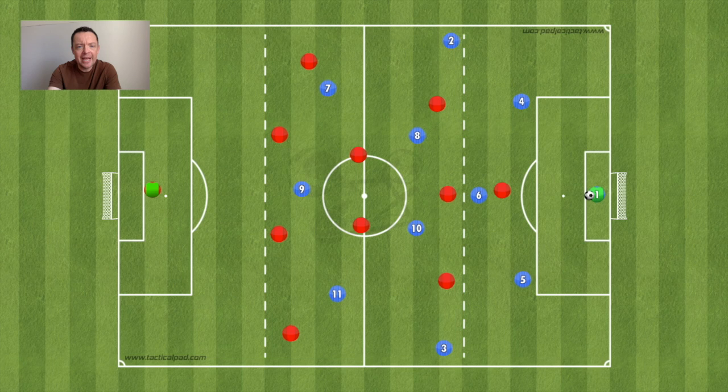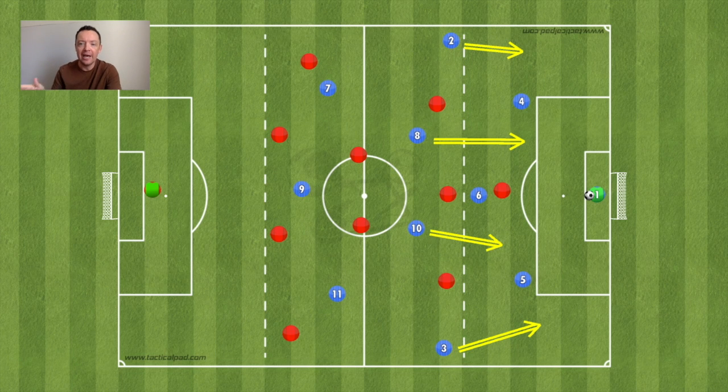Okay, our next one is 3 horizontal channels. Again, a good reference point for build-up, especially when you're looking at preventing players from dropping into someone else's space or even committing too many numbers to a build and leaving few numbers higher up the pitch to actually attack in.